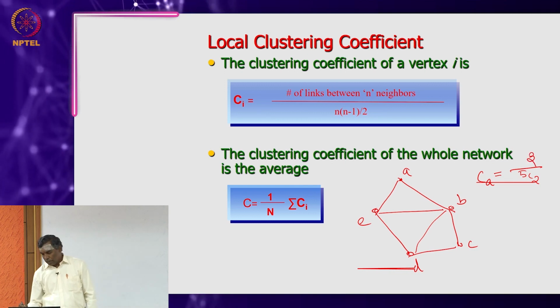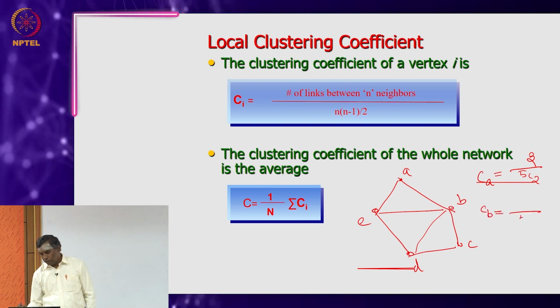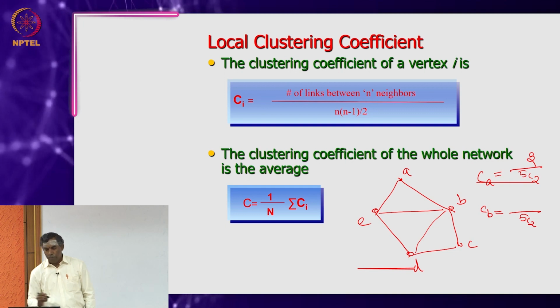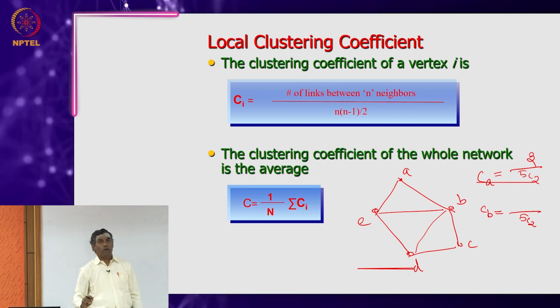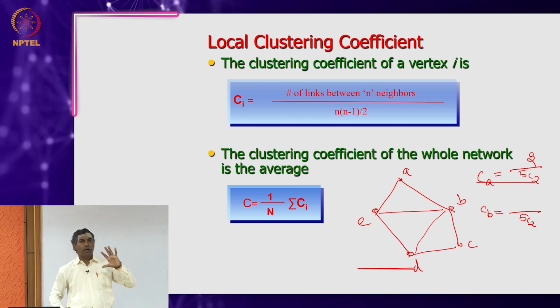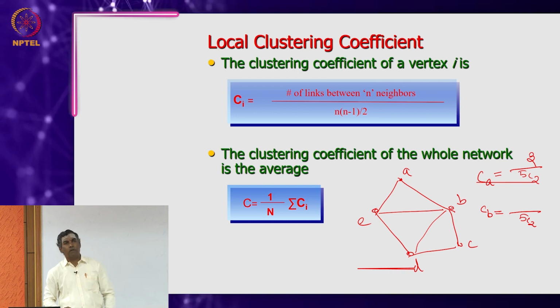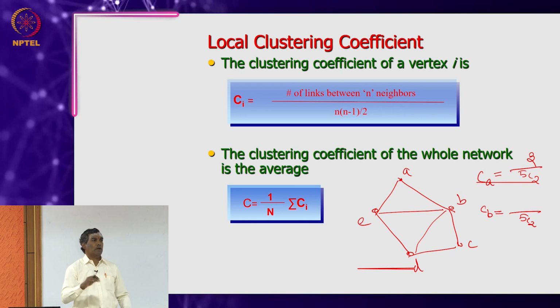If you look into this, for example, I want to find CB. Again, this is 5 choose 2. How many neighbors for B? How many neighbors for B? All the vertices are neighbors of B. Now, among these, how many edges are there?